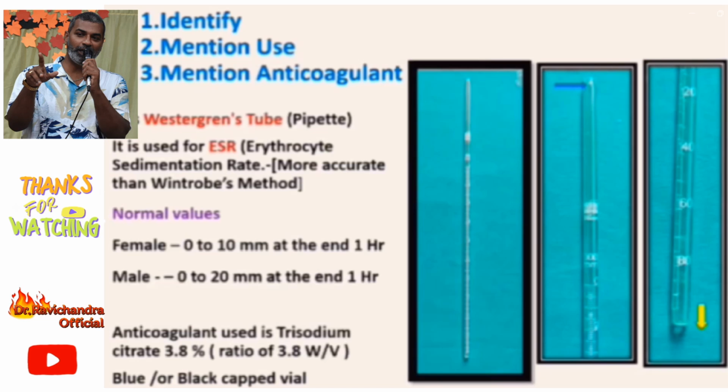Westergren's pipette. It is of 30 centimeters length with a bore diameter of 2.5 mm and it is used for erythrocyte sedimentation rate. It is more accurate than the Wintrobe's method. And this Westergren's pipette will be having the markings from 0 to 200. The anticoagulant used is trisodium citrate 3.8%.